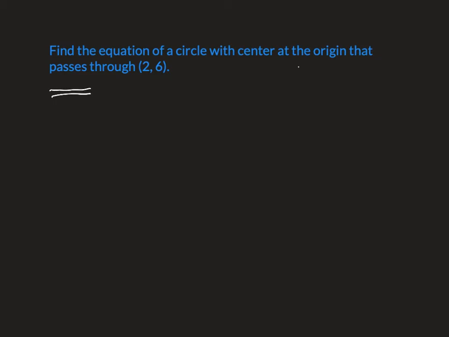Well, the first thing we want to point out is that we're given the center. The center is the origin, and you just have to remember that the coordinates of the origin are (0, 0). That means that our h is 0 and our k is 0. So we've got two of our blanks already filled in. h is 0 and k is 0. To find r, we're going to need to find the distance between the center, (0, 0), and (2, 6).